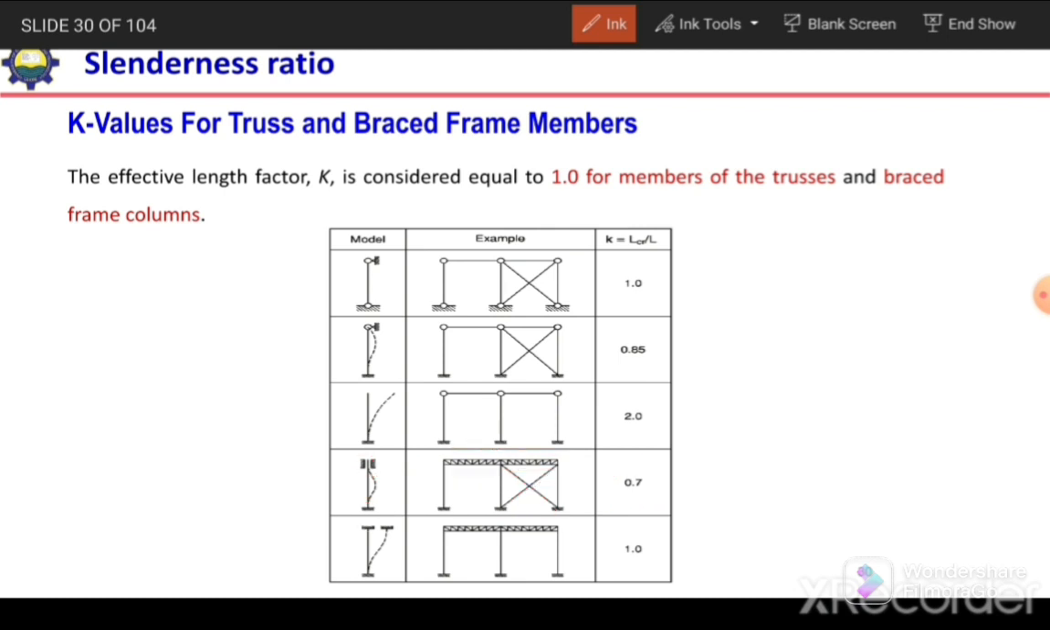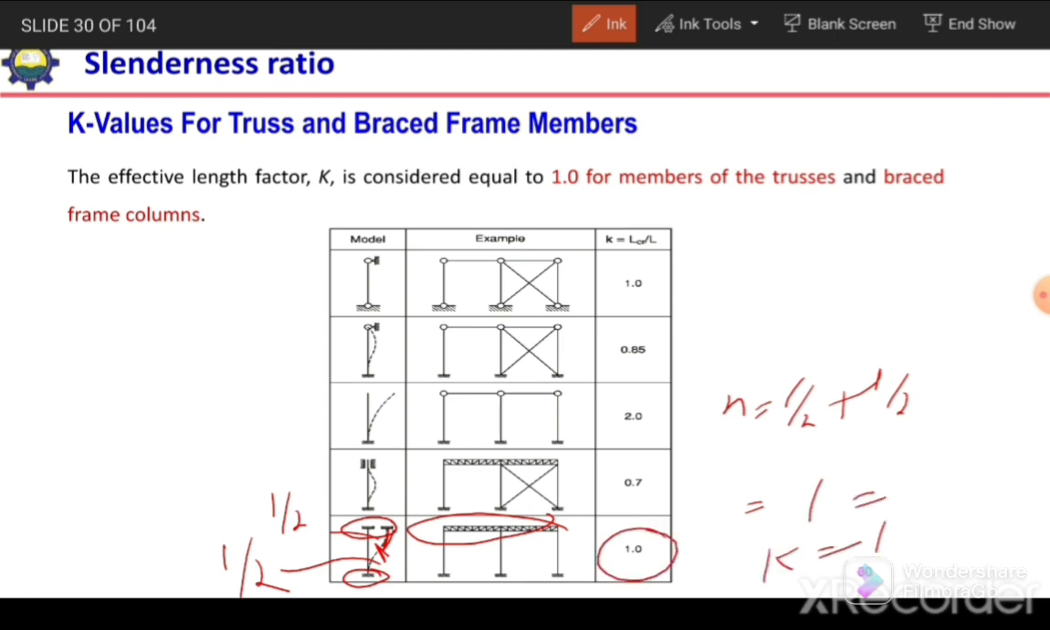If we have a frame like this, that the beam is rigid and the side sway is not permitted, in that case there will be no rotation but translation will be allowed. At the bottom we have fixed support, so translation as well as rotation is prohibited. So we have 2 half sine waves, so half of half sine wave. This is 1 by 2 half sine wave, and this will be 1 by 2 half sine wave. So N will be equal to 1 by 2 plus 1 by 2. So it is equal to 1, and K will also be equal to 1. In this way we can idealize these frames and we can calculate the K value.